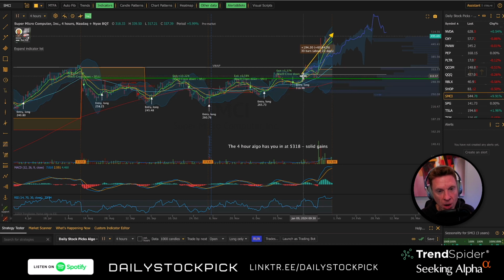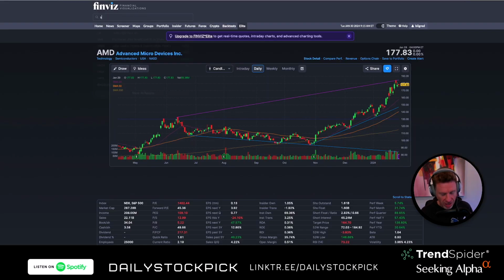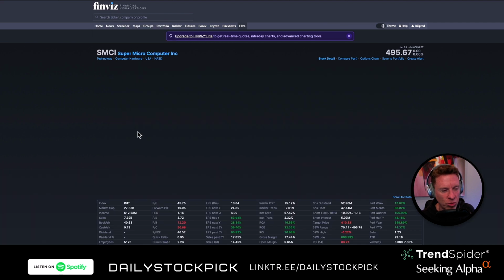And then once we broke it, you saw old resistance becomes new support. It went up to 349, pulled back. And then right before earnings, we got this huge, crazy rally. Here's the thing. Look at this. You can see revenue and earnings per share. We're still growing. SMCI just got cheaper.